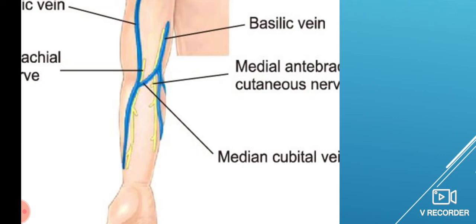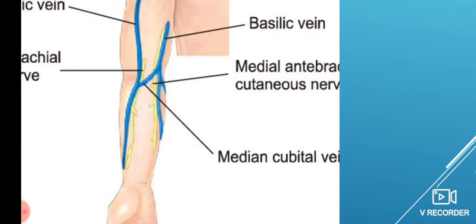And this median cubital vein is the most preferred vein for taking blood, as well as for cardiac catheterization and any other clinical procedures, because it is very superficial, and they are fixed veins. They do not slip away while introducing the needle, because this vein is connected to the deep veins through small perforator veins.